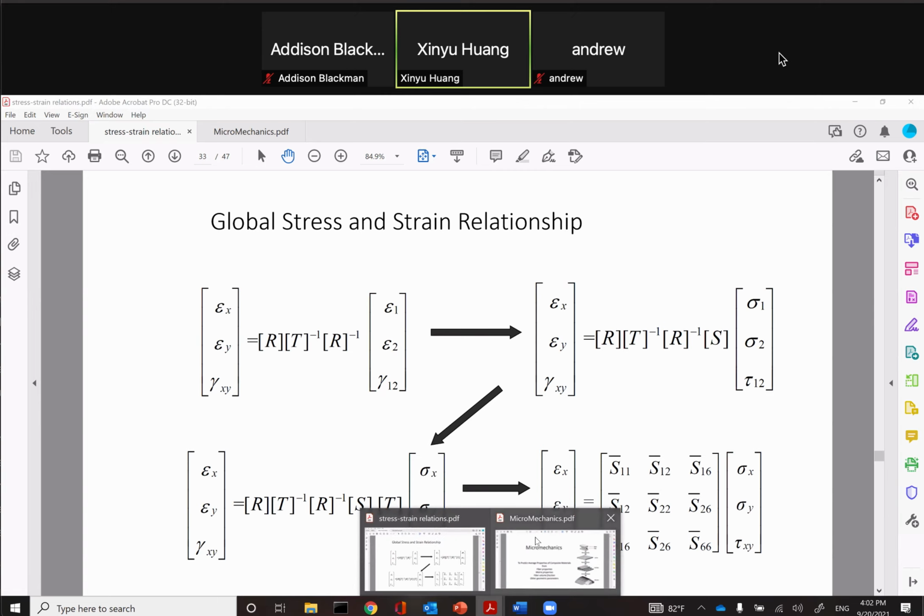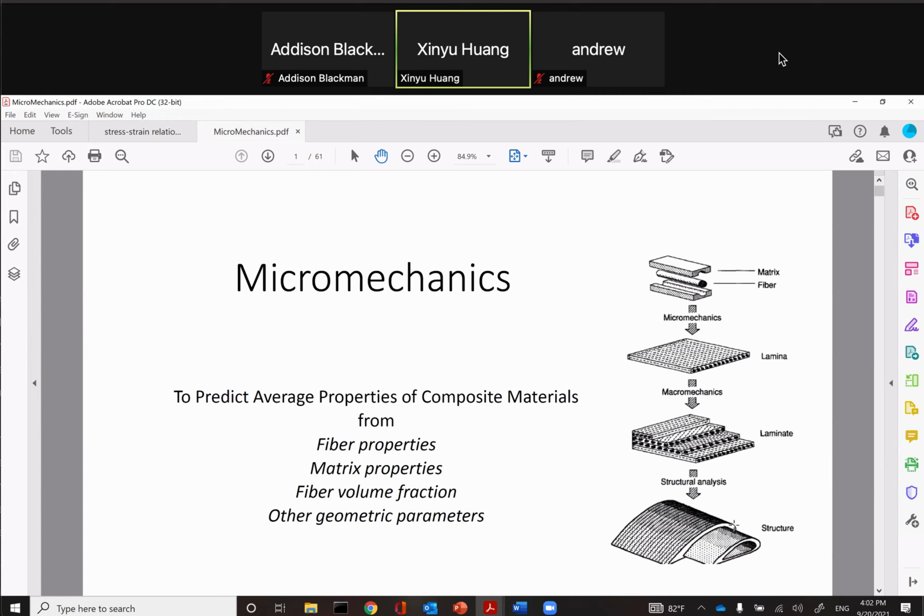All right. Now micromechanics. Micro means small. So we're talking about subjects at these scales: fiber, matrix. These are indeed very small stuff. So the utility of micromechanics is that you can use it to predict the average properties of a layer, a lamina, from the fiber volume fraction, matrix properties, things like that.